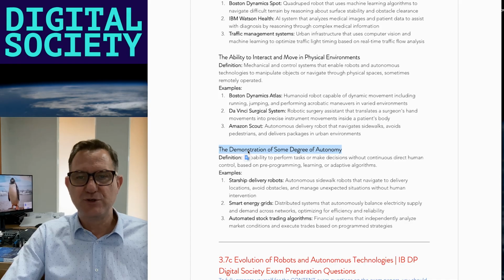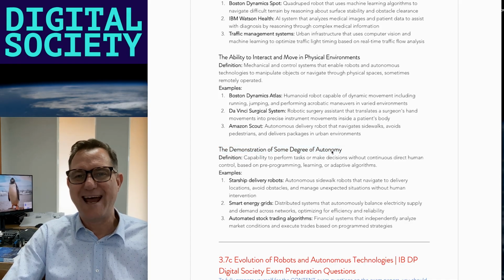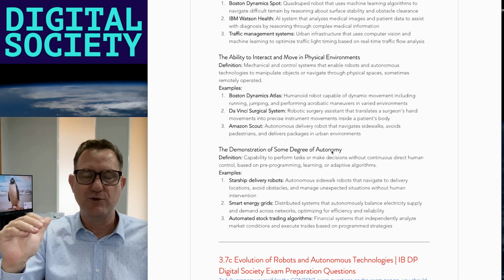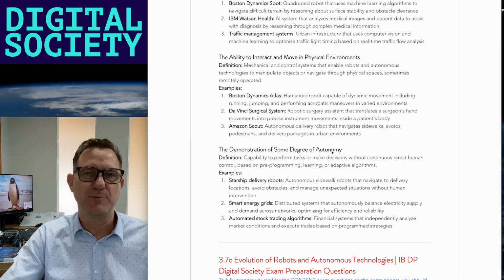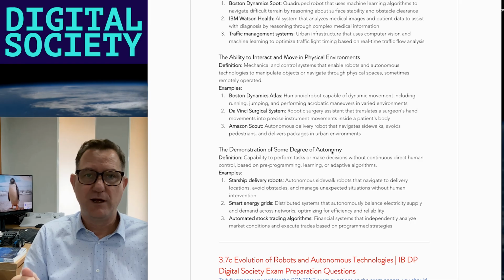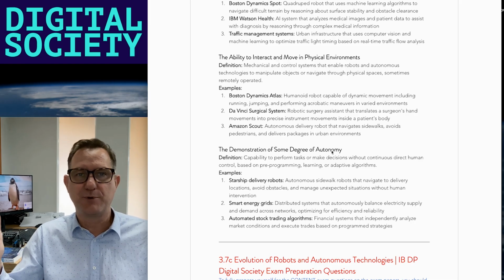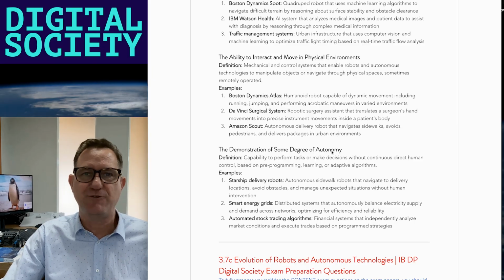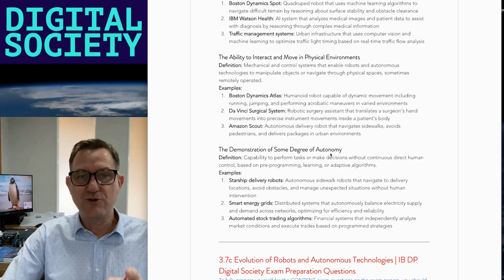Then demonstration of some degree of autonomy. So you need to have a good understanding of what autonomy actually is. And probably the best way to explore this one, I'd be doing autonomous vehicles, because there's actually a very clear level. There's different levels of autonomy when it comes to autonomous vehicles, all the way from no autonomy all the way to complete self-driving cars where there's no human interaction, and there's very specific levels. So they're the new areas.